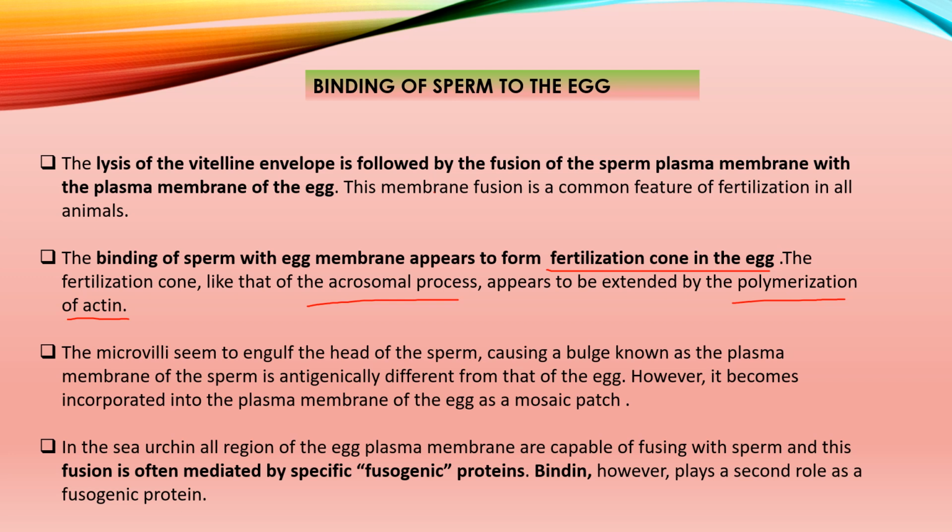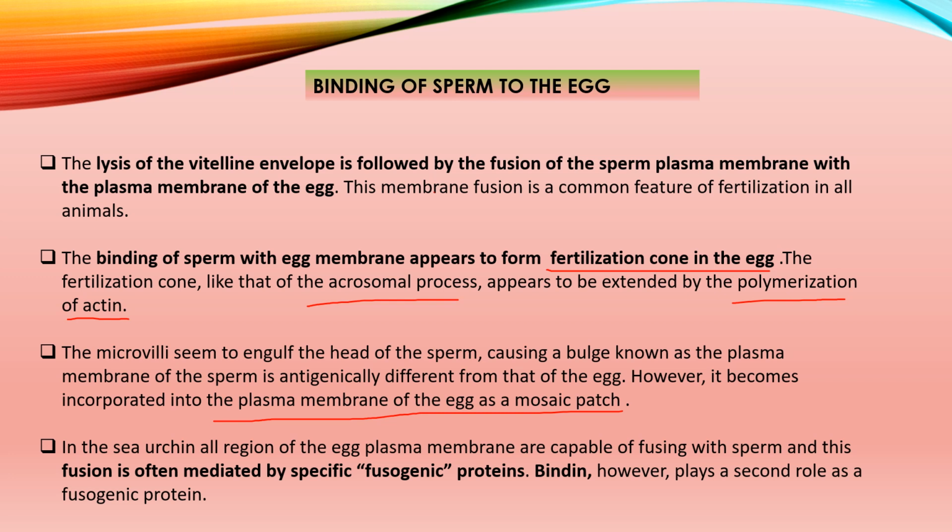One important question is how the sperm gets fused with the egg, since both are antigenically different. The sperm plasma membrane and the egg plasma membrane are antigenically different from each other. However, the sperm plasma membrane becomes incorporated into the plasma membrane of the egg as a mosaic patch.